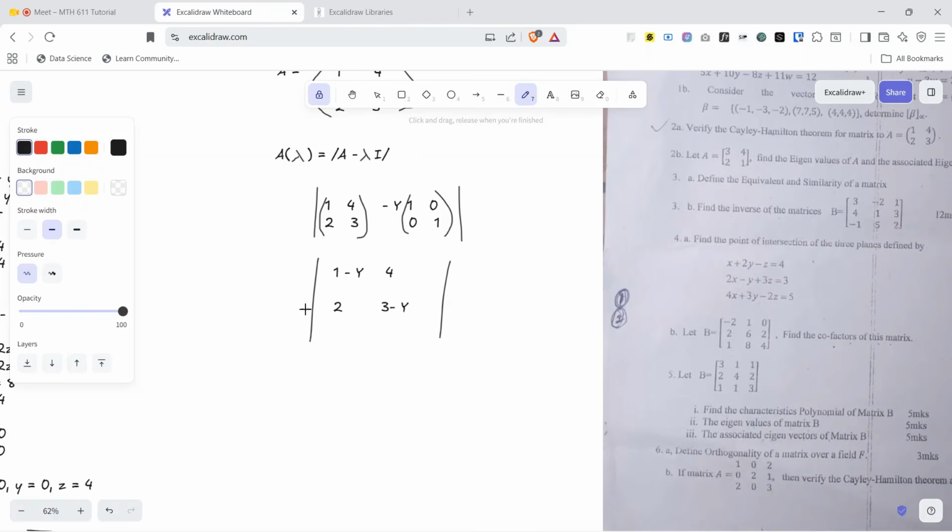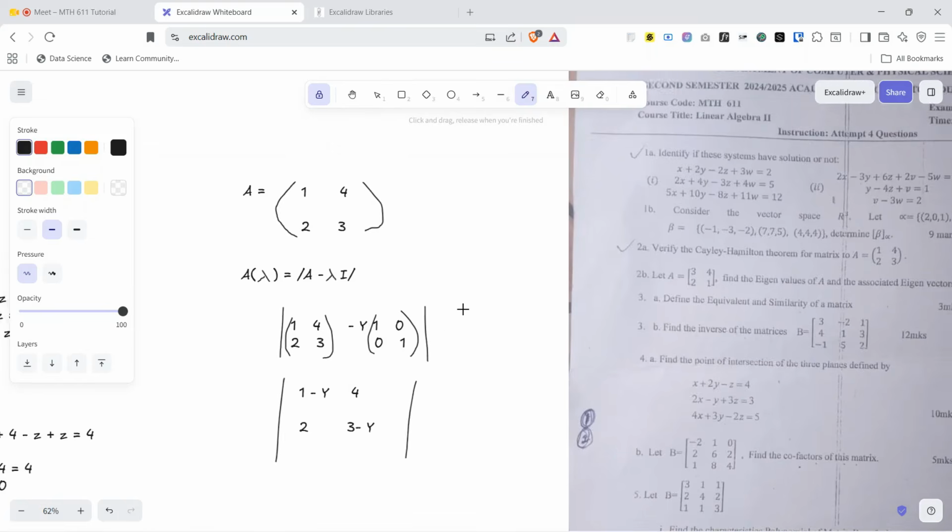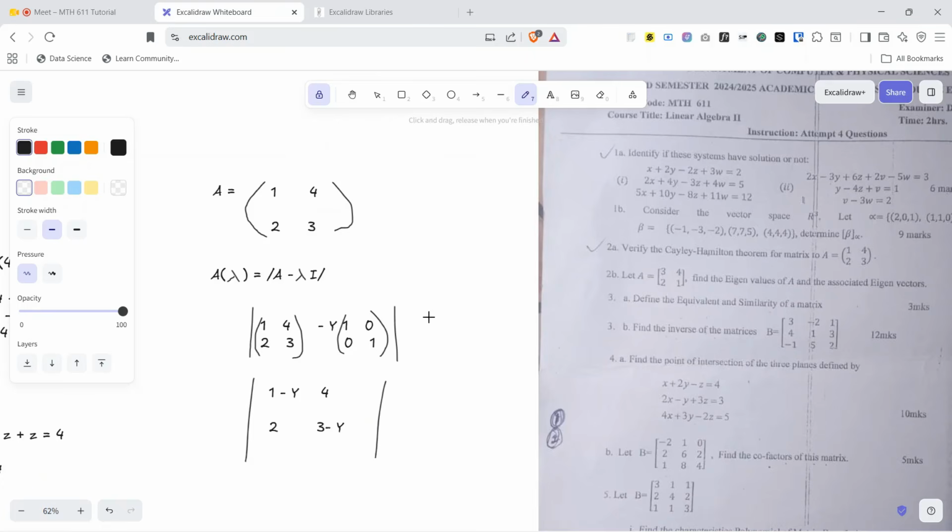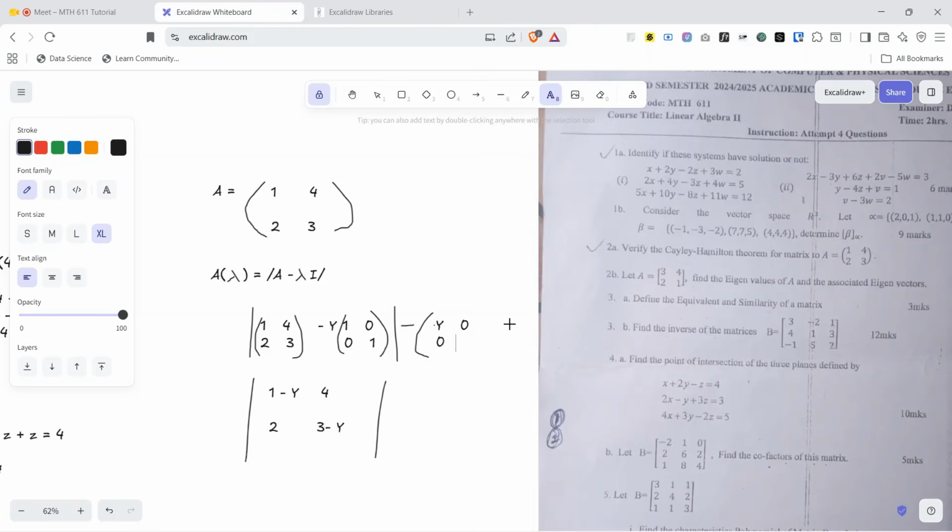Did you get that? No, how did we come by this? Okay, I'm going to explain. This would be minus, this would be lambda, lambda 0, 0 lambda, right? So with this, what we have here, this is it.